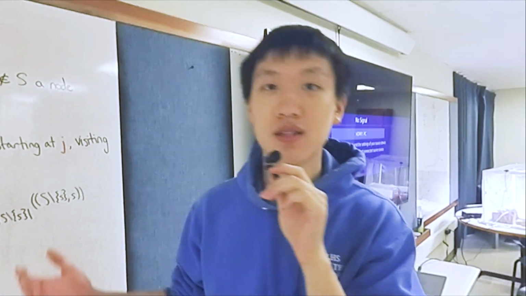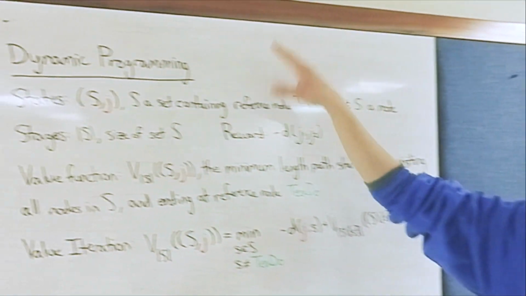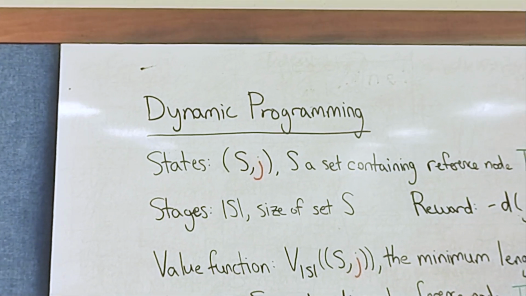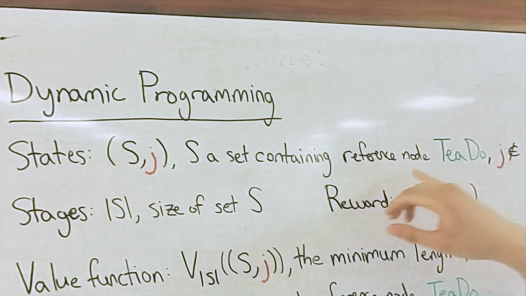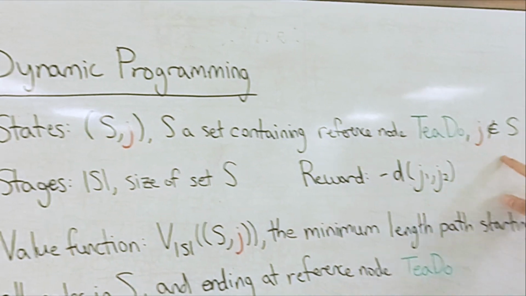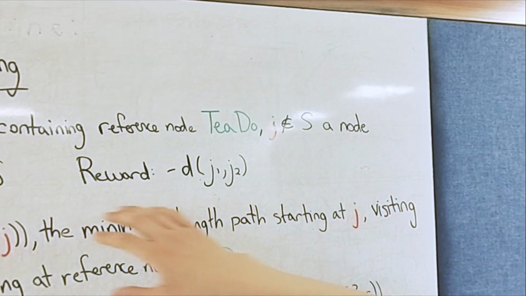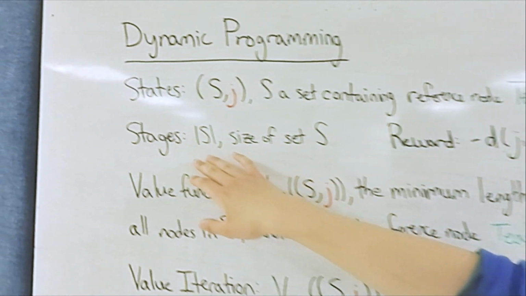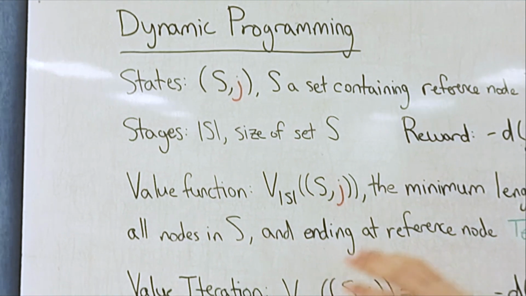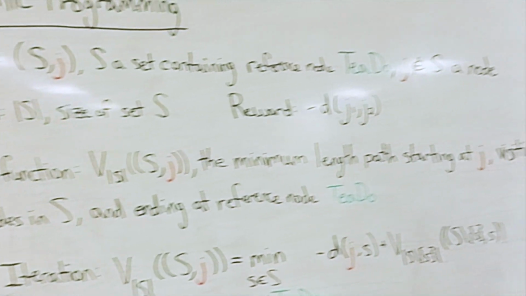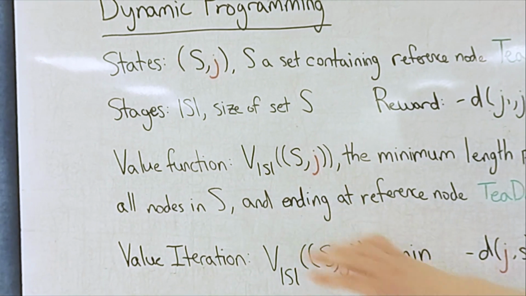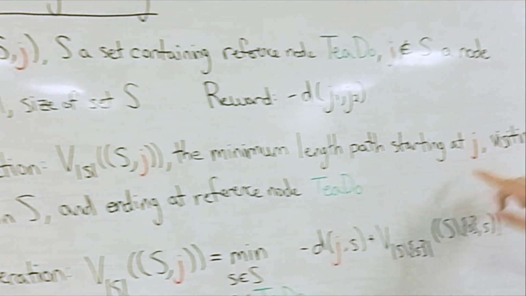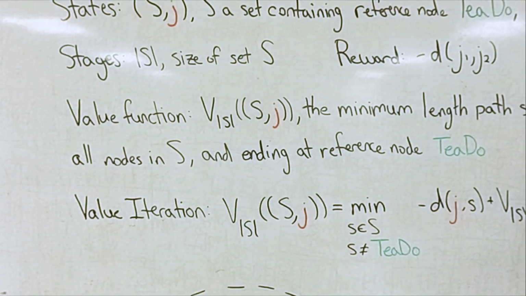Now that Eve explained the 2-opt method to you, we're going to explain a method that guarantees the optimal solution. This is dynamic programming. We're going to start off with defining the states, where we define S, a set containing the reference node Tito, and J, a node outside of the set S. We're going to go in stages like we did in class, with the stage being the number of nodes in S, the reward being more of a penalty, the distance we travel on the next step, and the value function being the minimum length path where we start at J, visit all nodes in S, and end at the reference node Tito.